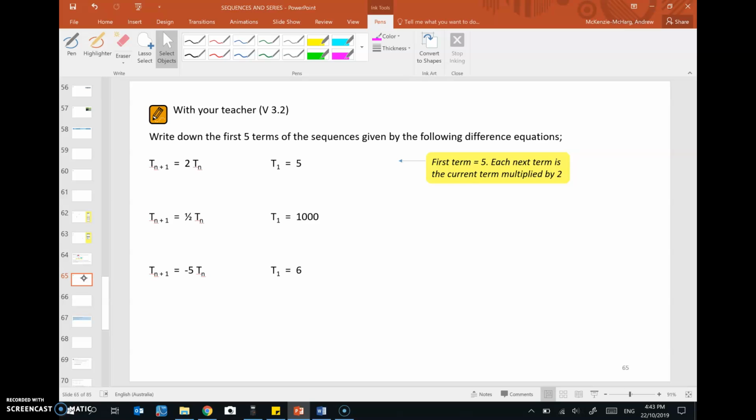So let's try these ones here. In this sequence, we start with 5. The first term is 5, and we're going to multiply by 2 to get to the next term, which is 10. Then 2 by 10 is 20, 40, and finally 80. So after seeing that one, you might want to pause the video and try the next couple and then see what I get.